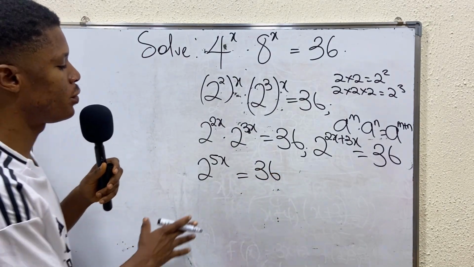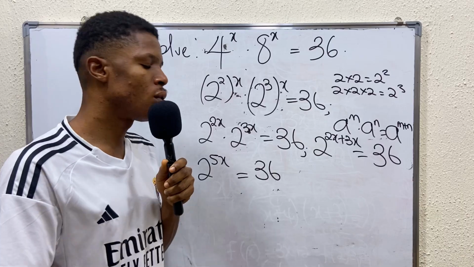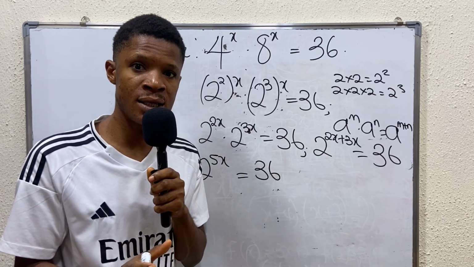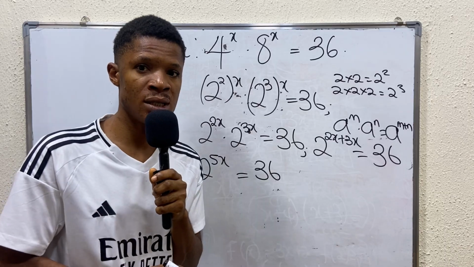At this point now, we'll simplify the left-hand side. So the easiest thing to do now is to take the log of both sides, since the left and the right-hand side cannot be expressed in common base.